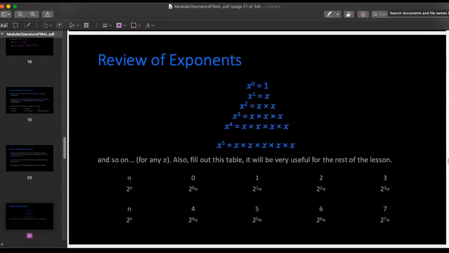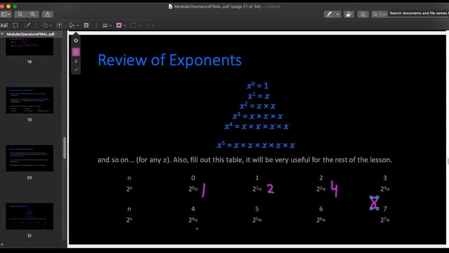Let's see, I'm getting stuff in the chat. Oh, I see Brandon wants to help out. Get on the mic. 2 to the power of 0 equals 1. 2 to the power of 1 equals 2. 2 to the power of 2 equals 4. And 2 to the power of 3 equals 8. Perfect.